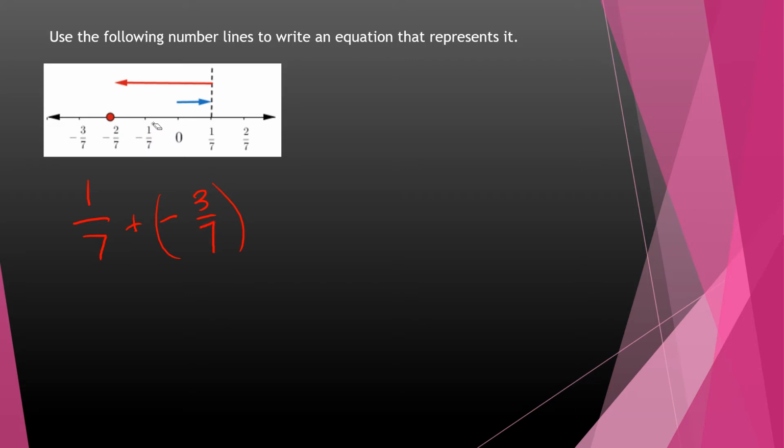Okay, and then the very last part we have to do is write what it equals. So wherever your dot lands, or wherever the end of your second arrow stops, that is going to be what your equation equals. So if I follow this arrow down to my number line, it ends here at negative 2/7. So that would be my equation.